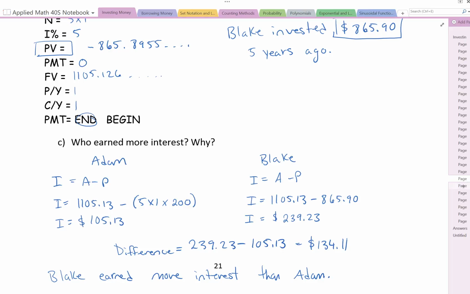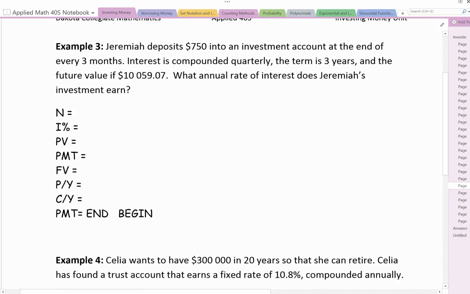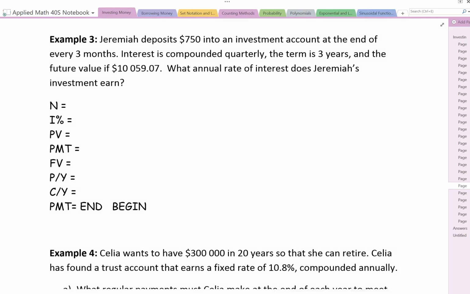All right, let's take a look at example 3. It says Jeremiah deposits $750 into an investment account at the end of every 3 months. Interest is compounded quarterly, the term is 3 years, and the future value is $10,059.07. What annual rate of interest does Jeremiah's investment earn?